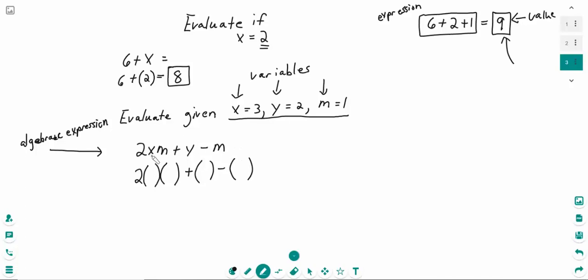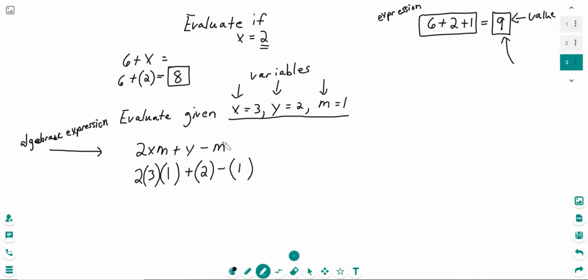So what's the value of x? Well, they told us it's 3, so we're going to put a 3 in here. What's the value of m? They told us it's 1, so we're going to put a 1 in there. The value of y, they told us it's a 2, so we're going to put the 2 in here. And then we have the value of an m, which again is 1. That m is going to stay equal to 1 throughout the entire expression.